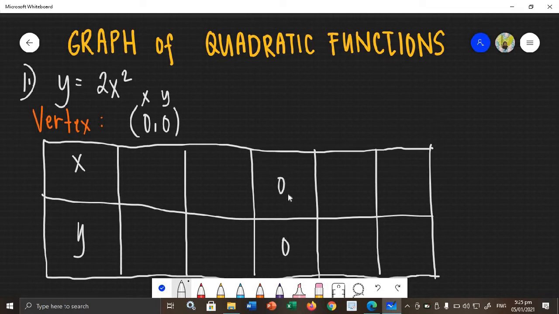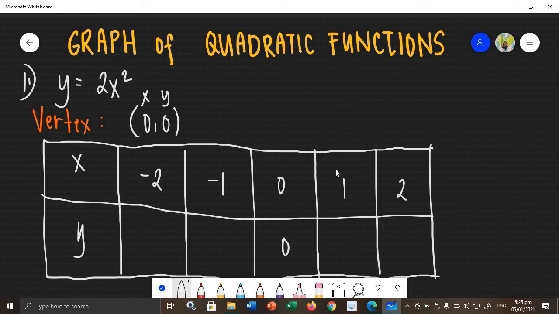So, ang nasa gitna is 0, di ba? Yung numbers na before and after 0, yun na lang ilagay nyo. So, before 0, we have -1. Before -1, we have -2. Okay? And then, yung mga numbers after ng 0, that is 1 and 2.